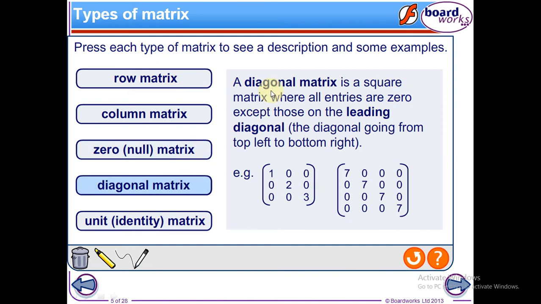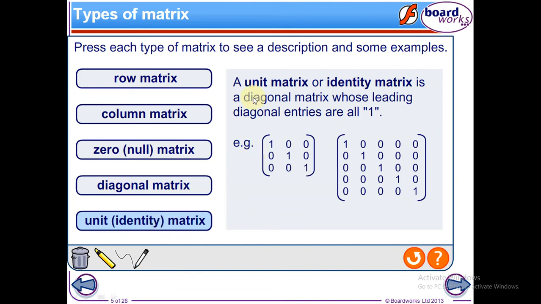How about diagonal matrix? A diagonal matrix is a square matrix where all entries are 0 except those on the leading diagonal. So if you look at the leading diagonal, you have counting numbers here, but aside from the leading diagonal, all the entries are 0. Similarly, same thing here. And finally, let's take a look at the unit identity matrix. A unit matrix or identity matrix is a diagonal matrix whose leading diagonal entries are 1. So all the diagonal entries are 1 here. This is the unit or identity matrix. Guys, this is a video, you can pause and take a look at it again.